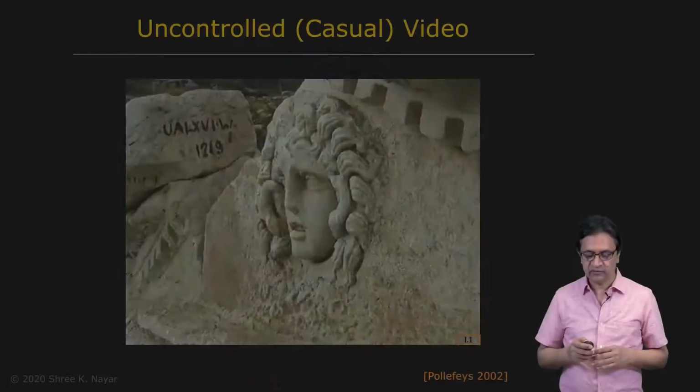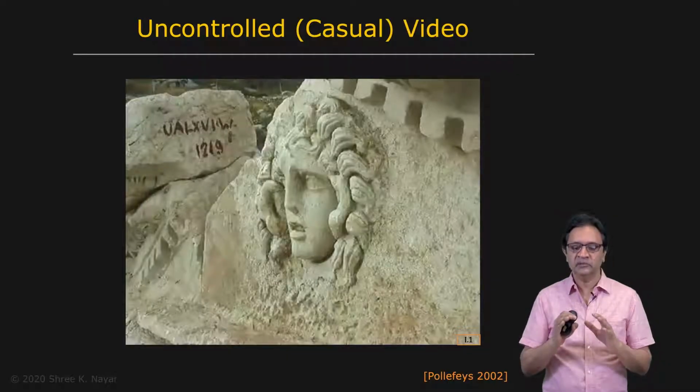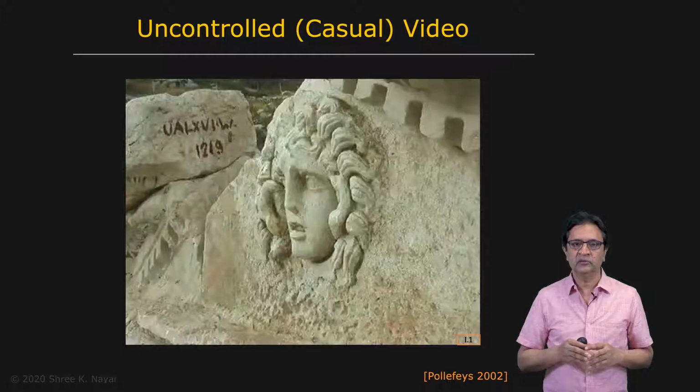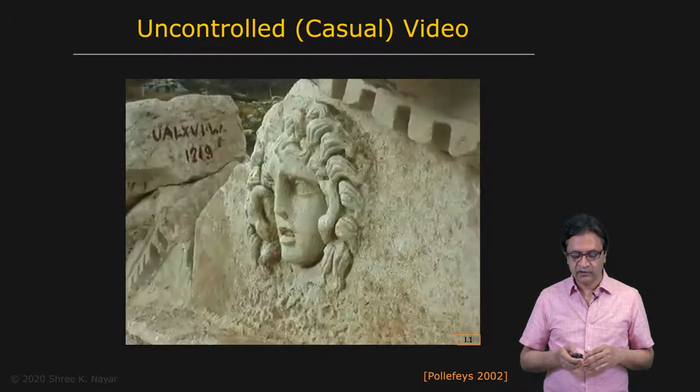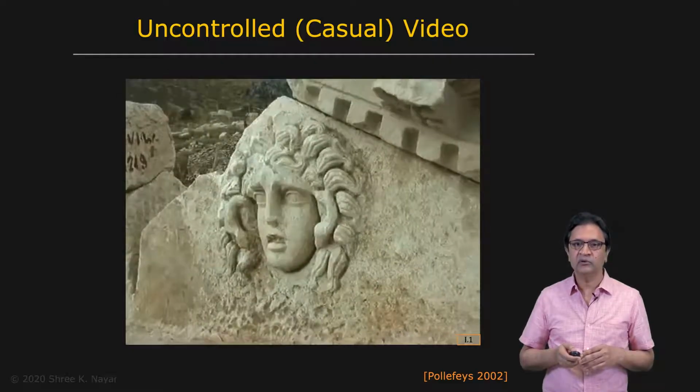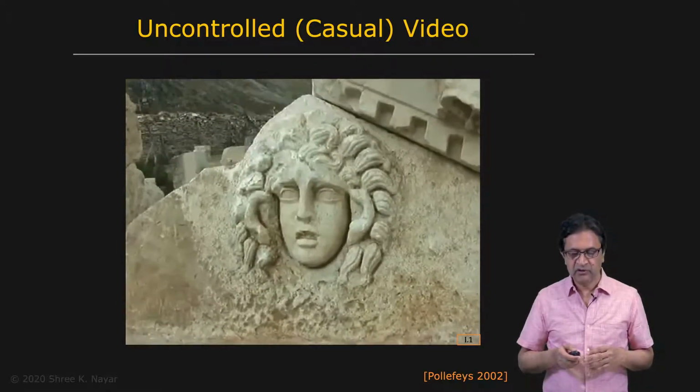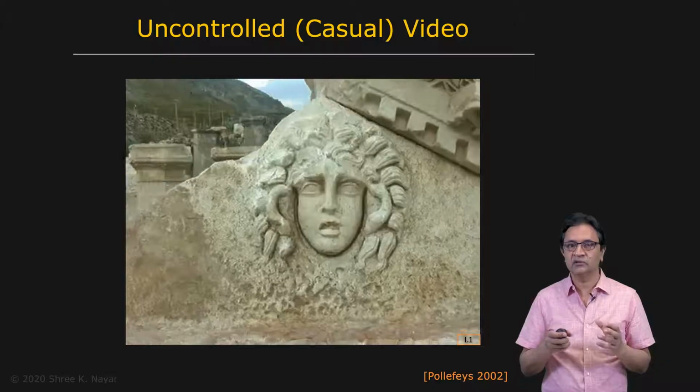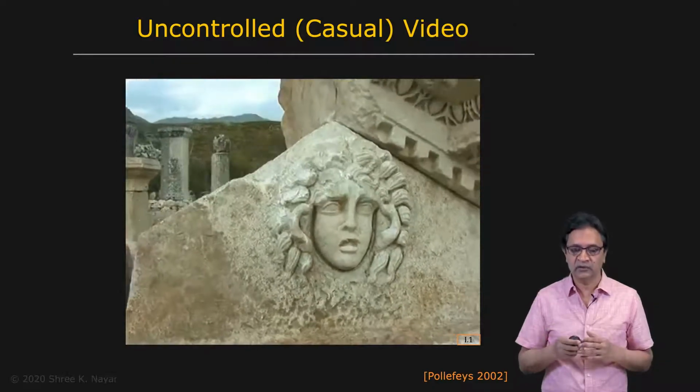Now let's talk about an interesting problem in computer vision, which is referred to as structure from motion. Here's the scenario. Let's say you want to recover the three-dimensional structure of this statue, this artifact. What you do is you simply pull out your phone and you capture a video of this sculpture by simply walking around it. So this is what we might refer to as a casual video or an uncontrolled video.